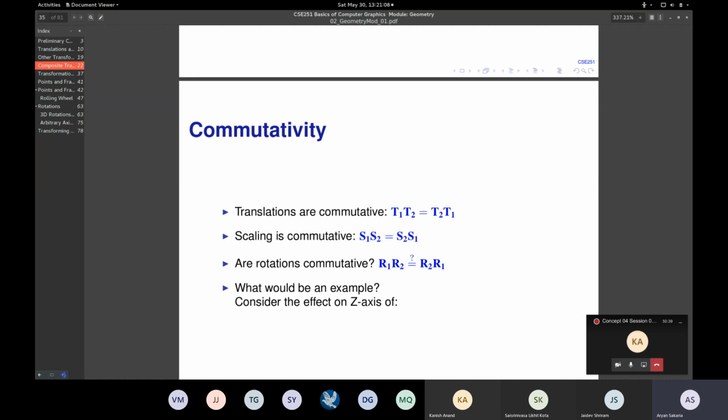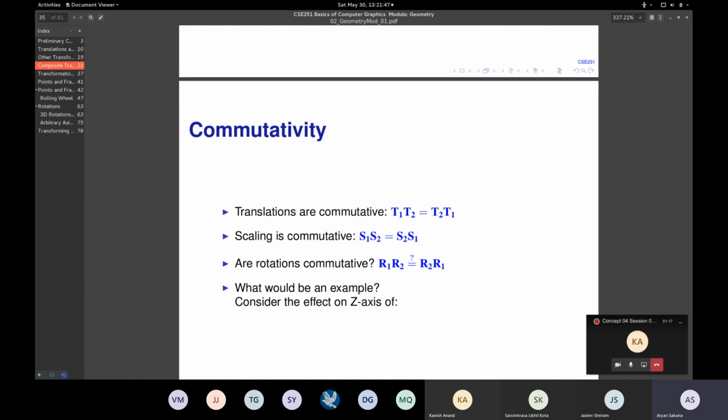Are you guys following me? I have a point 1, 0, 0. I rotate about the z-axis by 90 degrees, so I end up at 0, 1, 0. And then I rotate about the x-axis another 90 degrees, and I end up at 0, 0, 1. So my first rotation was 90 degrees around the z-axis, my second rotation was 90 degrees around the x-axis. I started at 1, 0, 0 and I ended at 0, 0, 1.